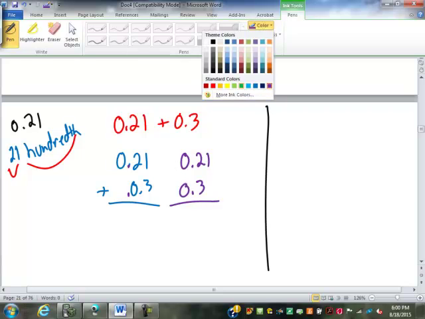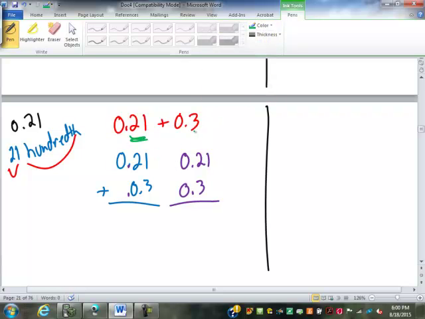Well, if we look at this, this is 21 hundredths. This is 3 tenths. Right now they have different names. Fortunately, we can just do that, putting a 0 there, and now that becomes 30 hundredths. And once we've done that, the decimal points will automatically line up. We can add them. 21 plus 30 is 51.